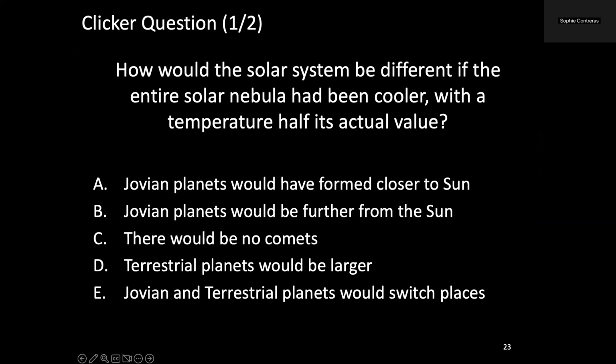Okay, how would the solar system be different if the entire solar nebula had been cooler, with the temperature half of its actual value? A, Jovian planets would have formed closer to the sun. B, Jovian planets would have been further from the sun. And Jovian planets means gas giants, right? C, there'd be no comets. D, terrestrial planets would be larger. E, Jovian and terrestrial planets would switch places.